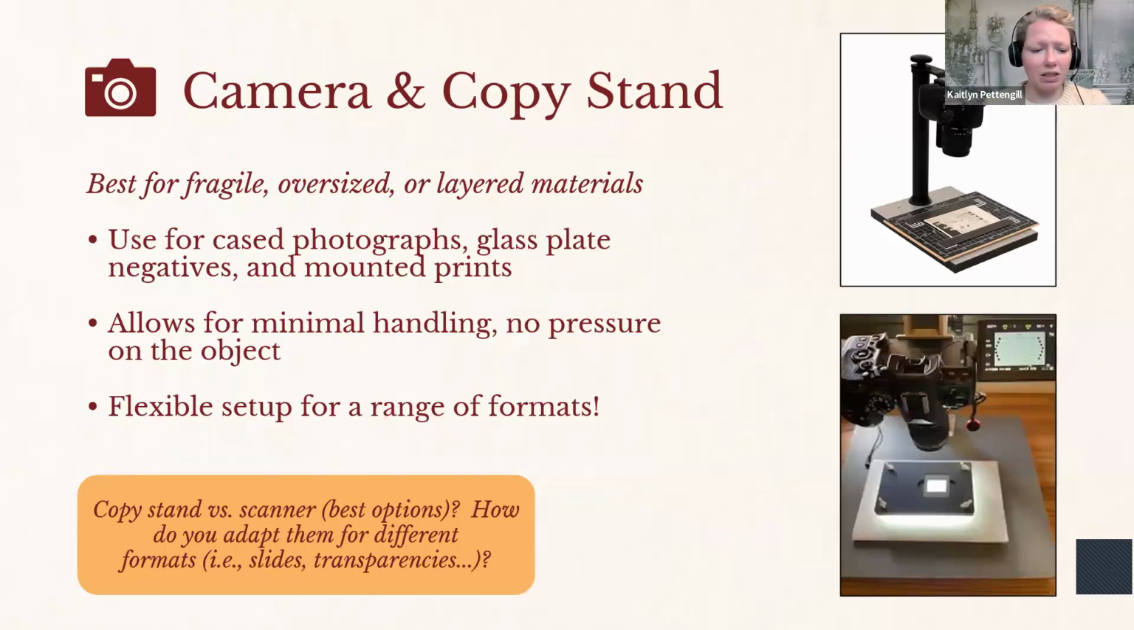Next slide, please. Okay, so I want to focus on the camera and the copy stand first, because if I could have only one digitization setup for a mixed photograph collection that has a lot of different types, it would probably be the camera and copy stand. It's incredibly flexible. It works well for fragile, oversized, reflective, or layered materials. And because nothing is pressing down on the object, it's often the safest option from a preservation standpoint. So people will ask whether a scanner or a copy stand produces better images, and the answer is that it depends on the object.